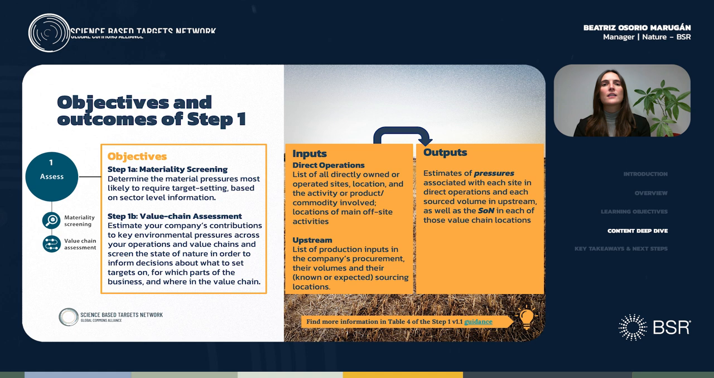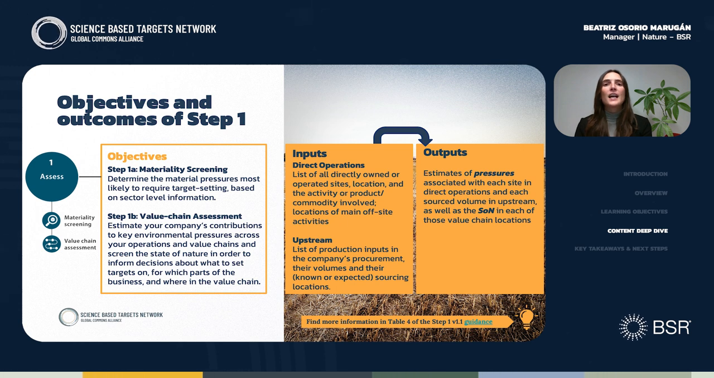decided if you will set targets for your enterprise as a whole or only for particular business units. You will have identified which of your company's pressures on nature are most material to set targets. You will have compiled data to quantify these pressures and the state of nature across your value chain. And you will have identified what targets you need to set and for which of your activities.